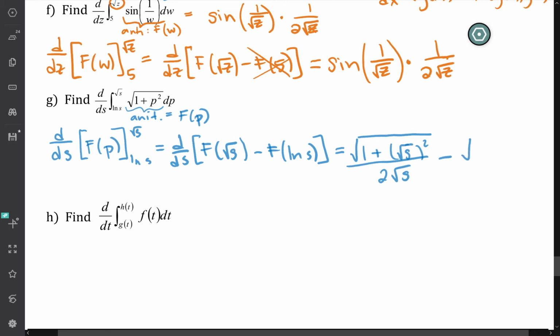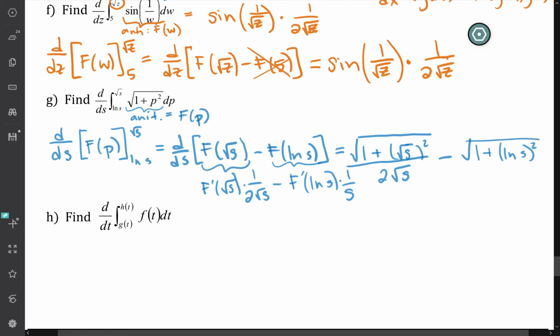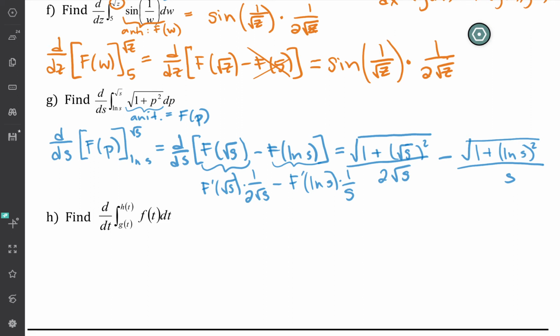Minus big F prime, right? So here we get big F prime evaluated at root s times 1 over 2 root s. Here, we get big F prime evaluated at the natural log of s times the derivative of natural log, which is 1 over s. So we're going to have the square root of 1 plus natural log s squared over s. And that's our answer, that big ugly mess.